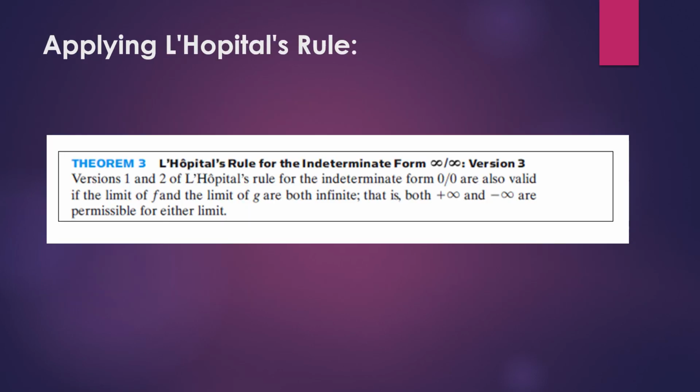And now L'Hopital's rule version 3. Version 1 and version 2 were for 0 over 0s. But what happens if we get an infinity over infinity, or a negative infinity over negative infinity? Or really an infinity over negative infinity, that also is fine. We will still be able to use L'Hopital's rule. That will still be an indeterminate, and L'Hopital's will apply the exact same way. The derivative of the top divided by the derivative of the bottom, take the limit again.